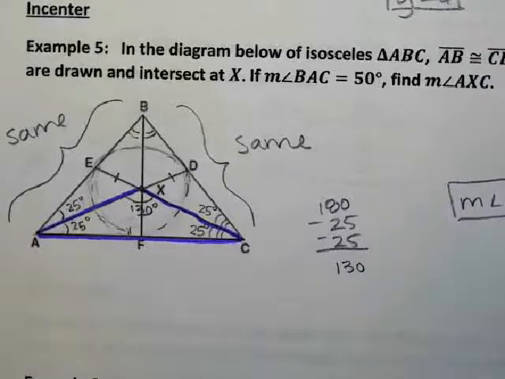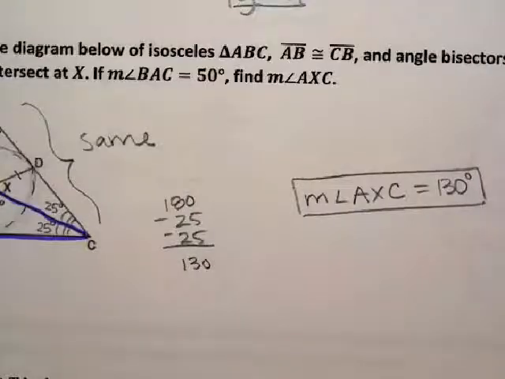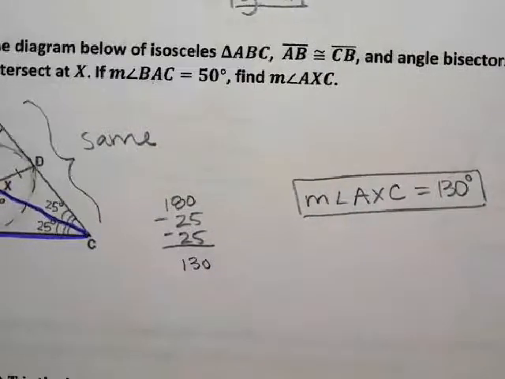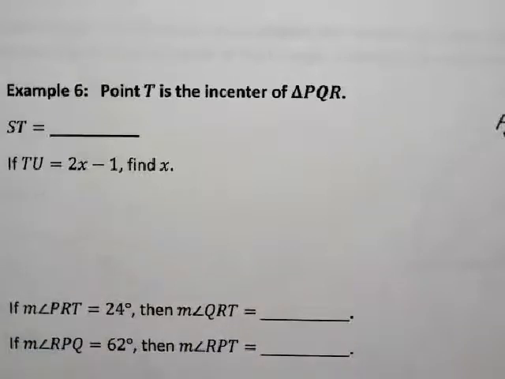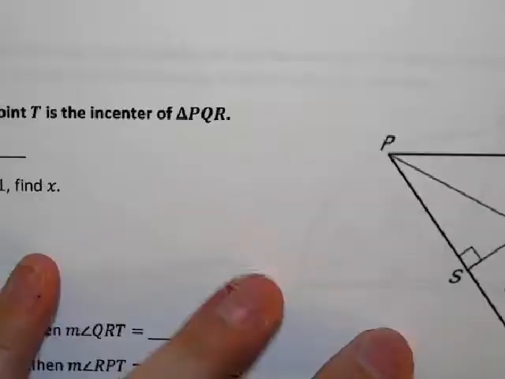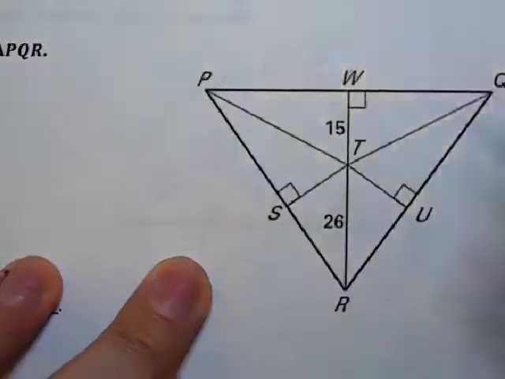All right. Example 6. Okay, so in example 6, they told us that T was the incenter. And since they told us it was the incenter, then we go, okay, since we know what an incenter is, then we get to go through and just say this angle is the same as that angle, and this angle is the same as this angle.